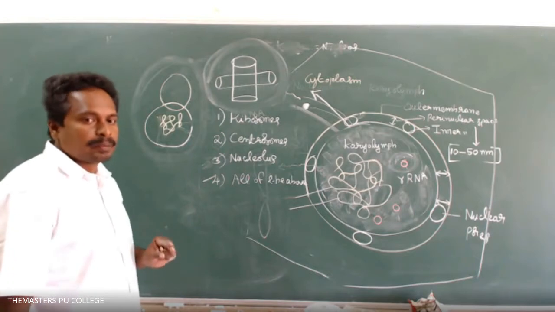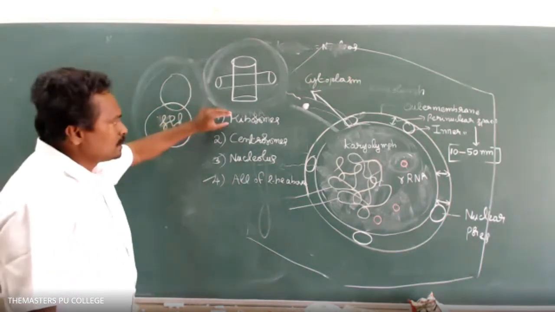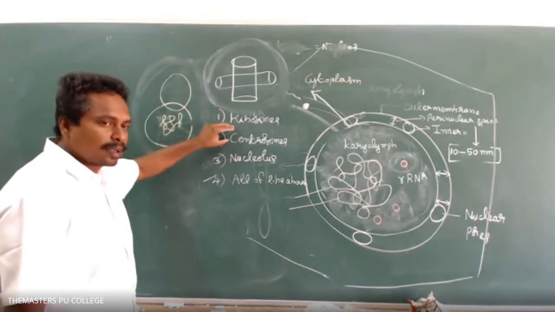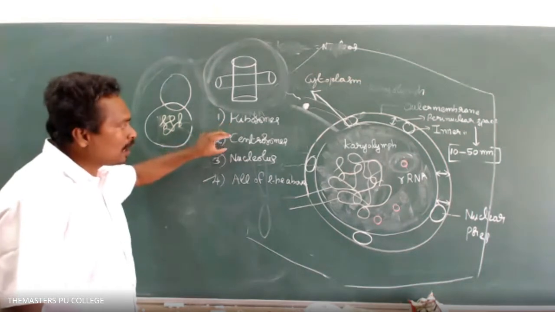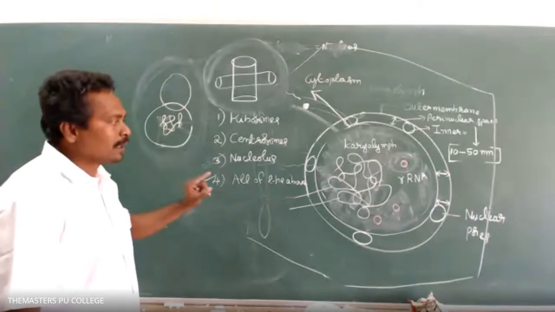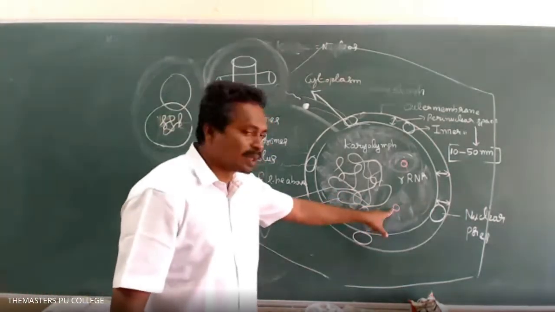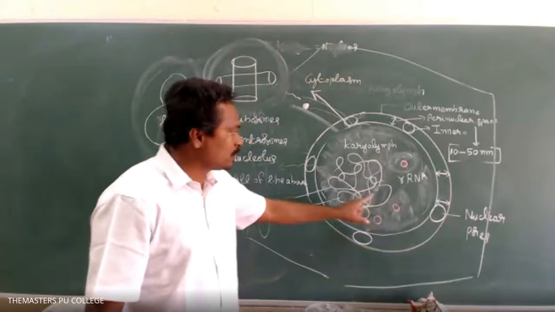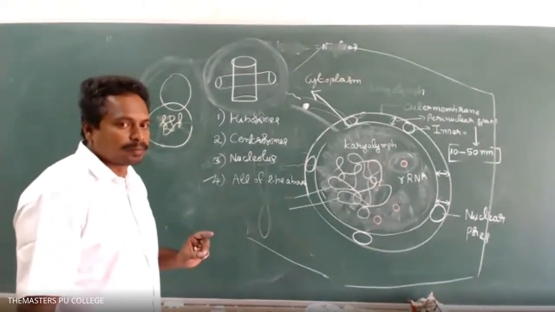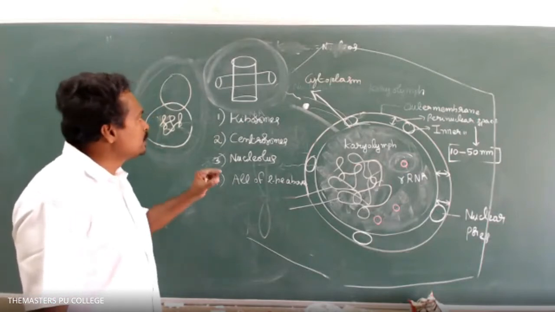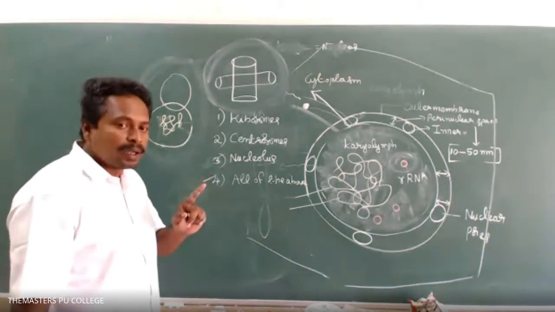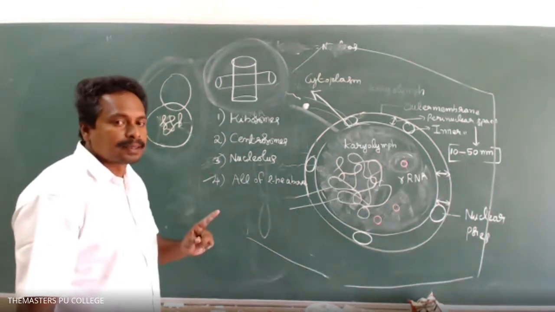From the objective point of view, they may ask which of the following structures, organelles, or components do not have membranes, and you must choose the correct option. Regarding the nucleolus, you must remember two points: the nucleolus is involved in the synthesis of ribosomal RNA, and it is a membrane-less structure.